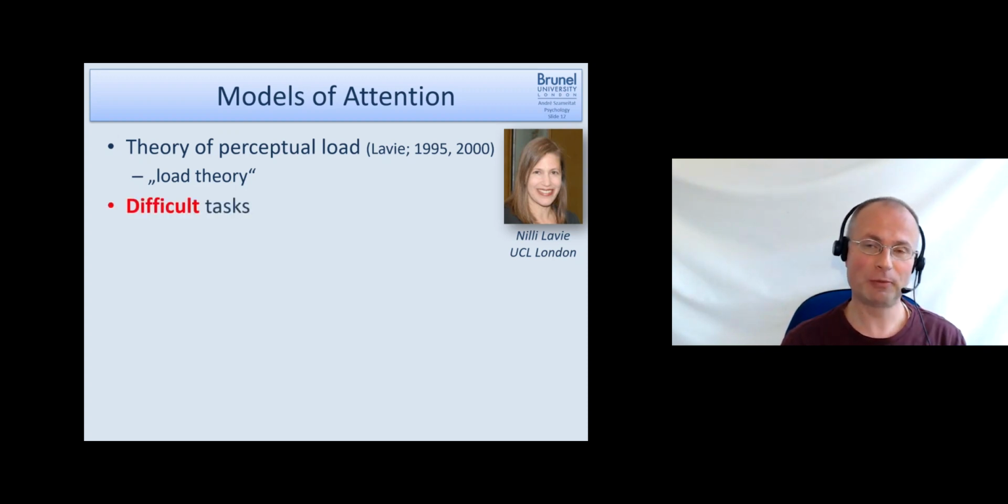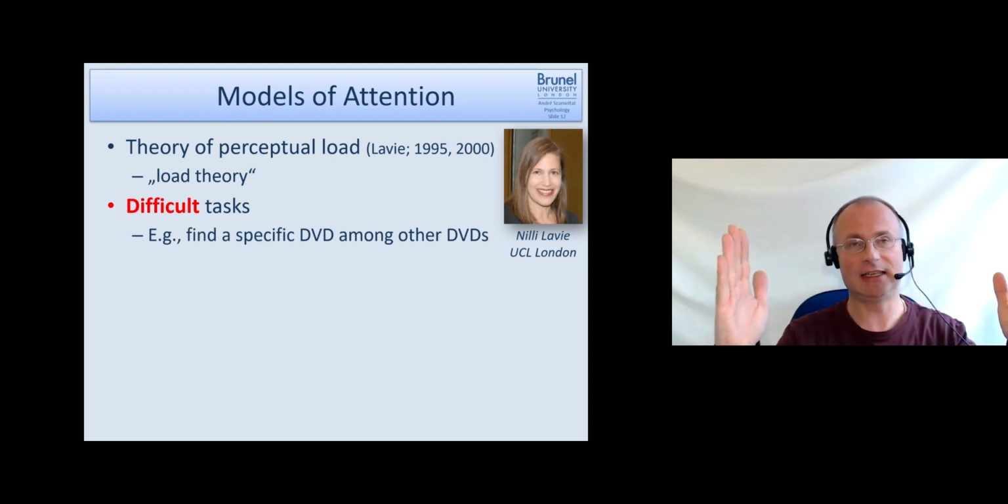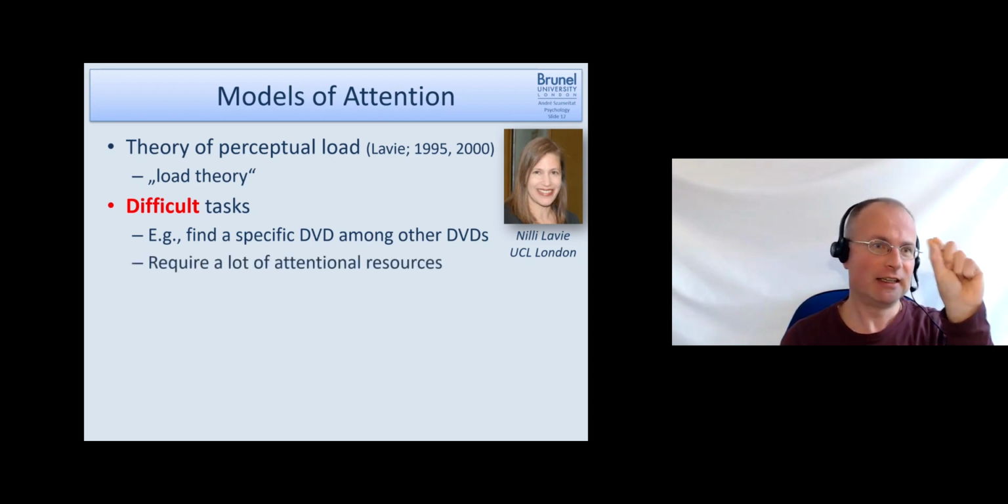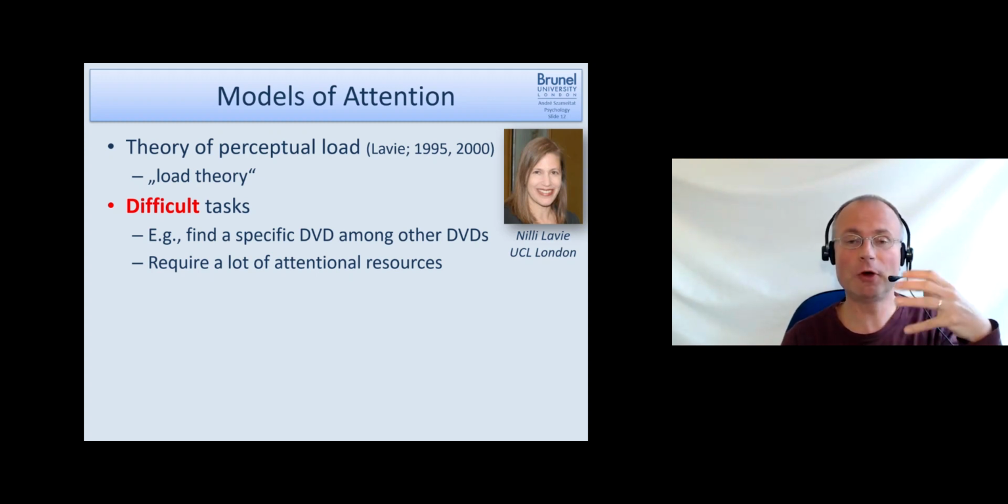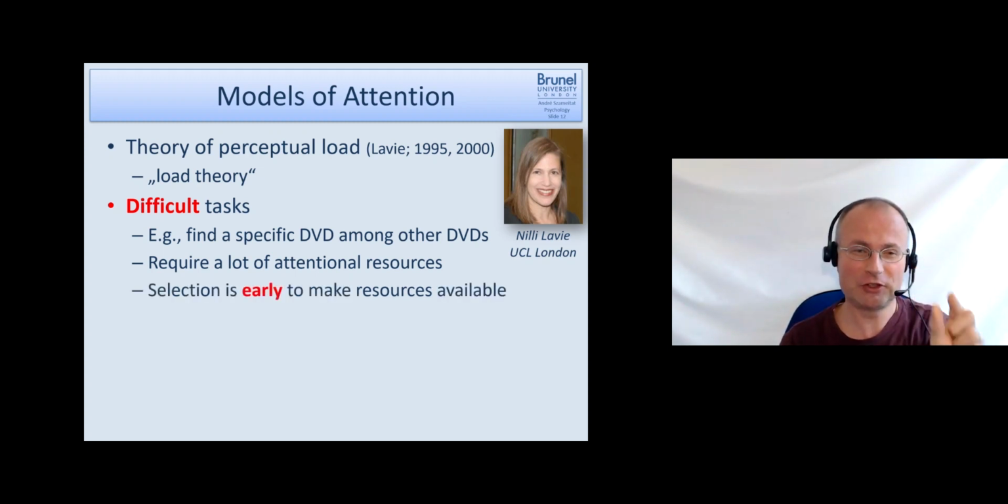And her proposition was that suppose we have a difficult task. A typical example is, suppose you have a shelf full of DVDs and you look for a specific DVD. That's challenging. You have to look at every individual DVD. Is that the right one I'm looking for? And so you need a lot of attentional resources for that. So you devote all your attentional resources to this one search. So the proposition is, in these circumstances, selection is early, so that we have these resources available.